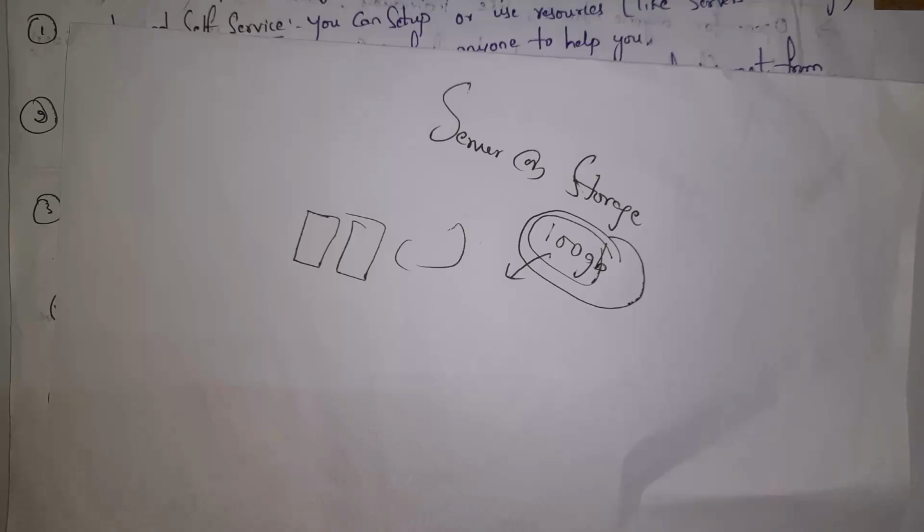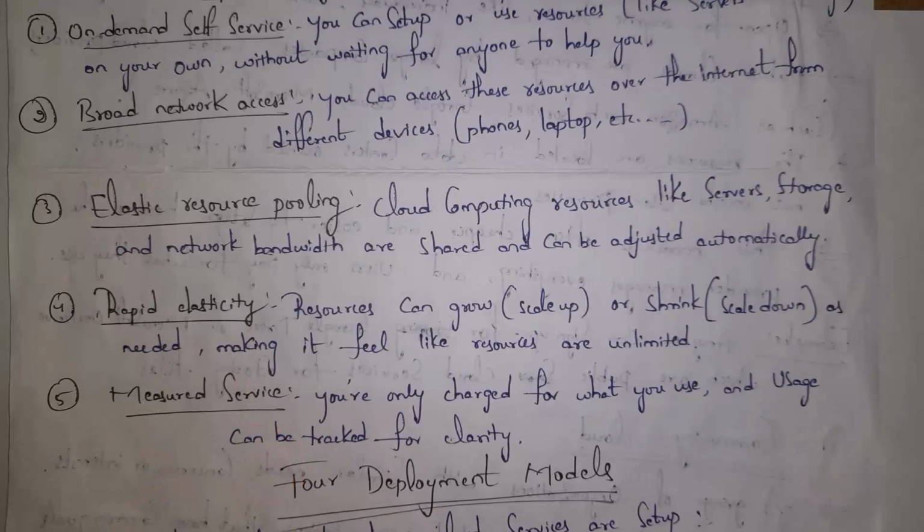For example, if you are developing a very small project, then simply you can remove those servers. If you want, you can increase storage. And if you want, you can also decrease storage. So in cloud, you can grow or shrink resources automatically.